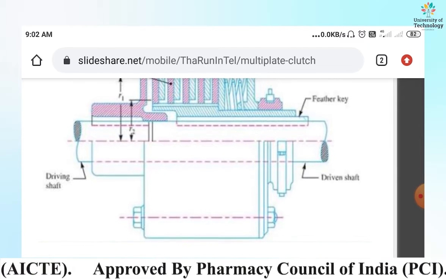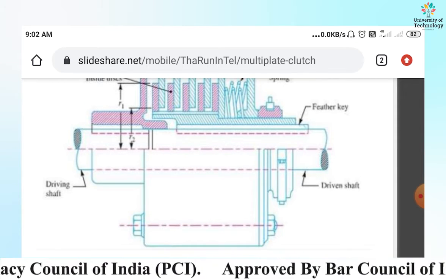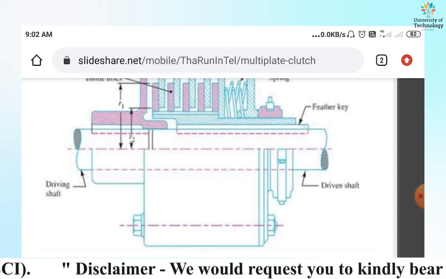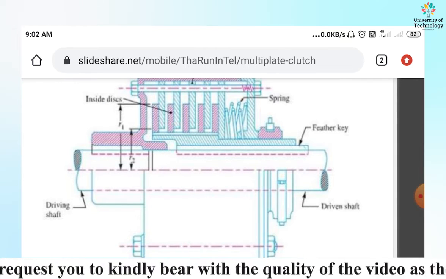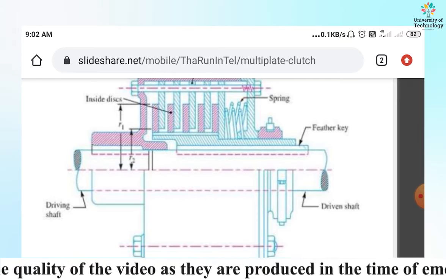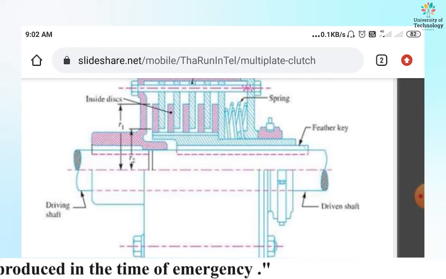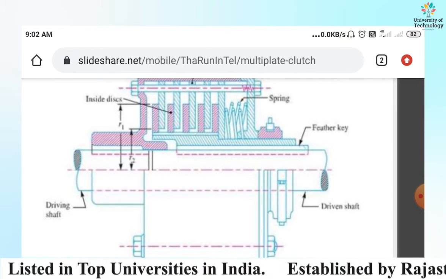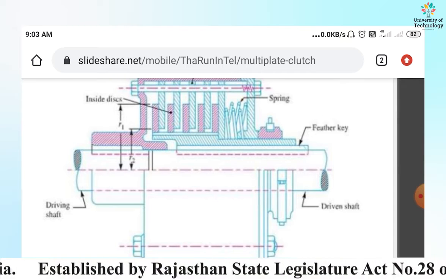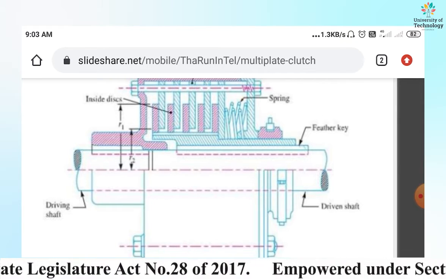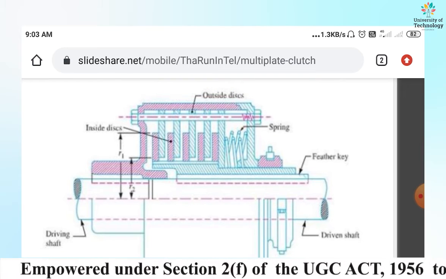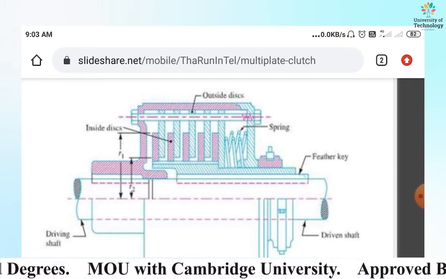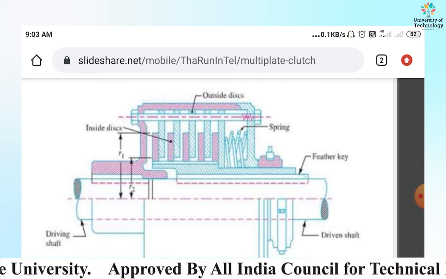As we can see in the figure, there are two shafts: on the left side the driving shaft, and on the right side the driven shaft, and a feather key which is used to grip the hub of the clutch to the shaft, and an inside disc to support pressure on the clutch plate, and a spring to adjust the pressure on the clutch plate, and an outside disc. This is the construction of a multiplate clutch.